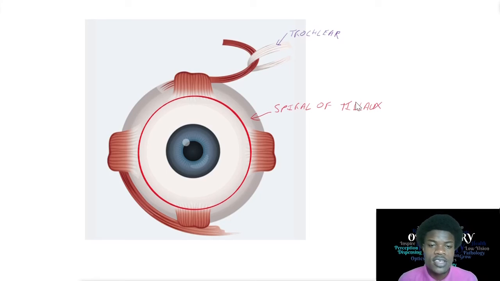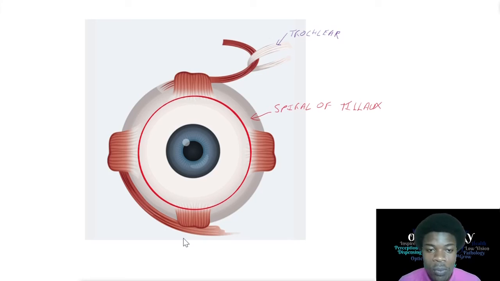And guys, one thing to note about this though, the superior rectus muscle and the inferior rectus muscle are actually inserted in the eyeball at angles. So the superior rectus is actually medially oblique at about 23 degrees. The inferior rectus is about 23 degrees laterally oblique. So now let's move on to the oblique muscles. Where do they insert into the eyeball?